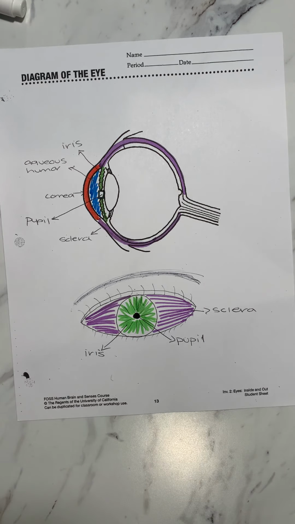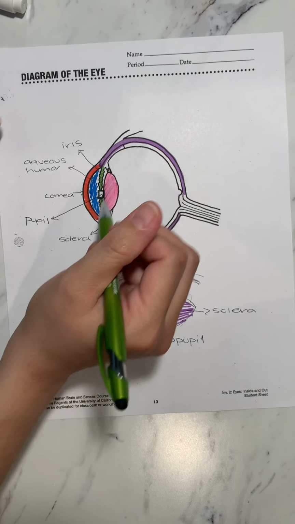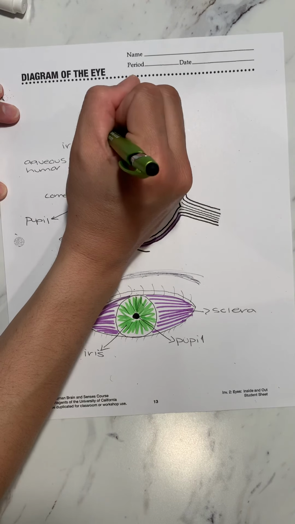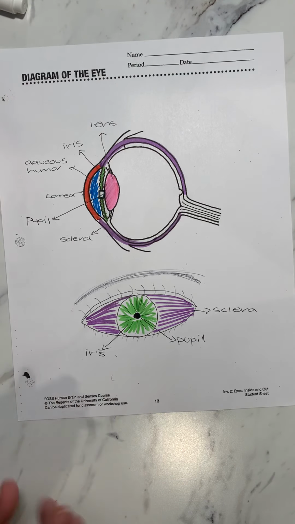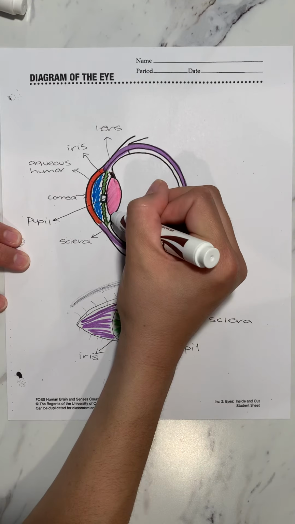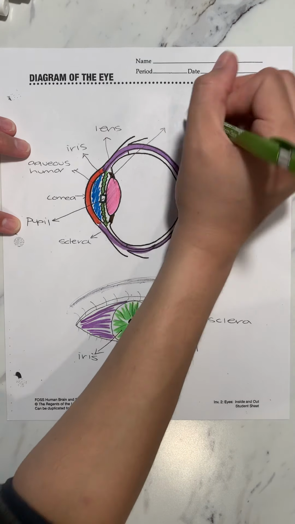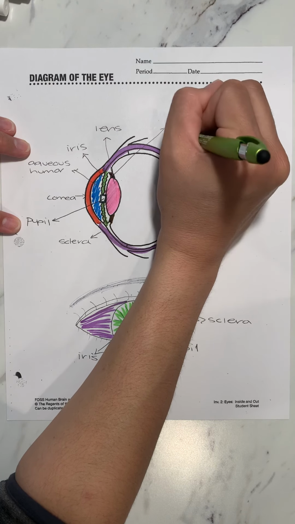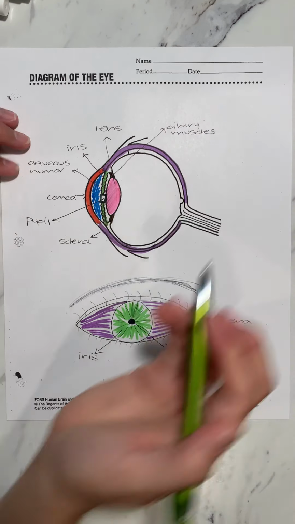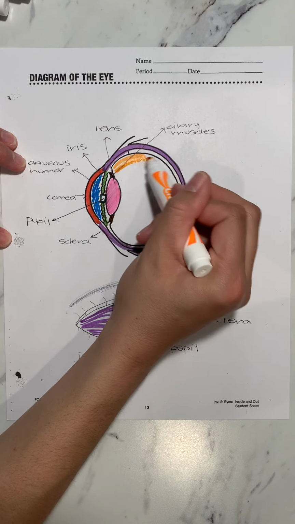All right. Directly behind the pupil, you're going to see your lens. Okay, and holding that lens in place, you see the ciliary muscles here. All right, behind the lens, you're gonna see your vitreous humor.